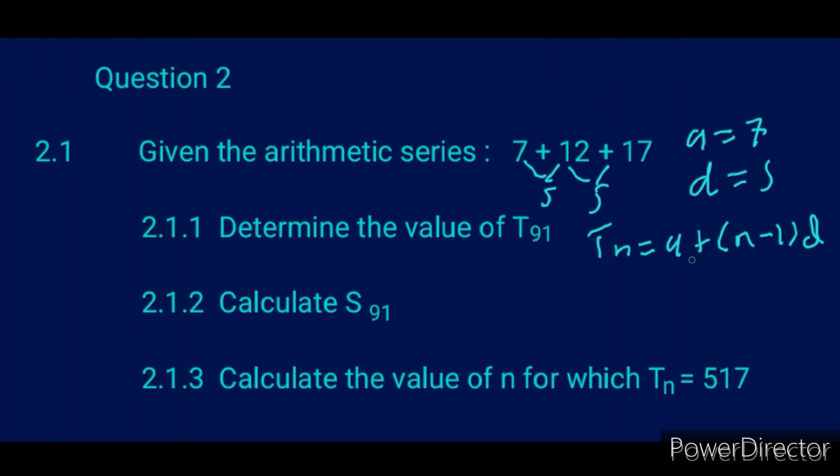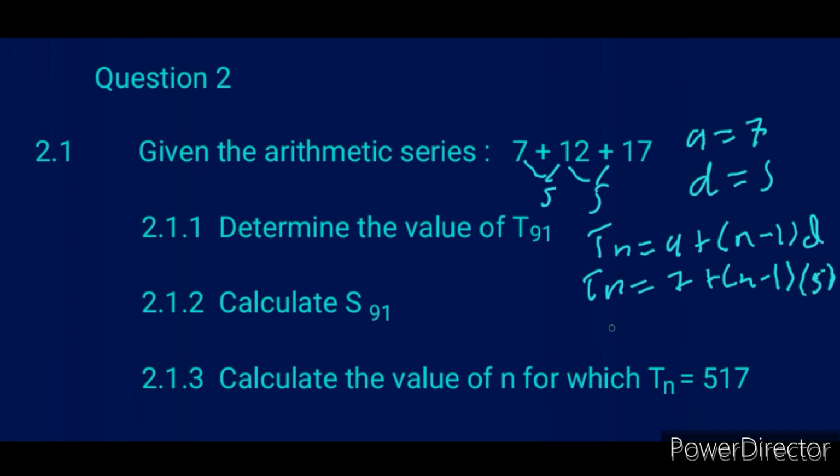So we're going to have Tn is equal to our A. Some students actually prefer writing Dn minus 1, so whichever way you prefer, it's okay. So our A is 7. So we're going to have 7, then n minus 1, and our D, our common difference, is 5. Just put it in brackets there.